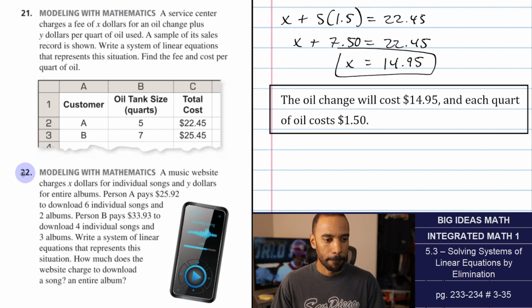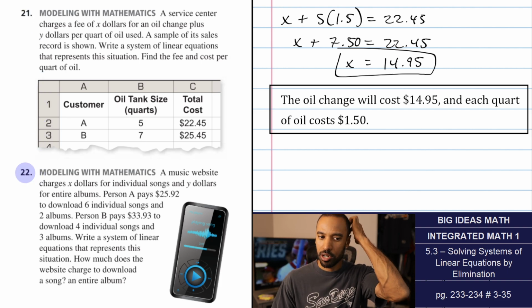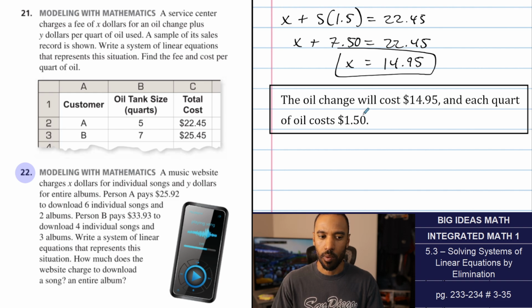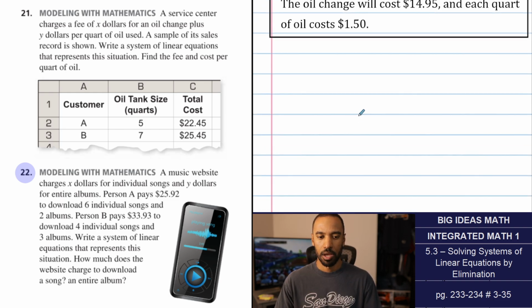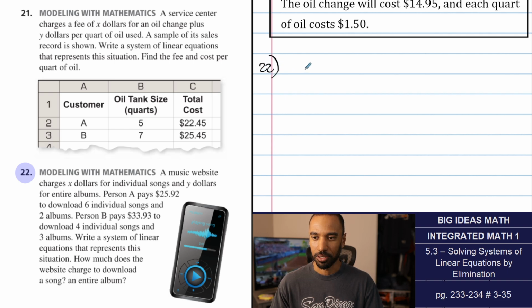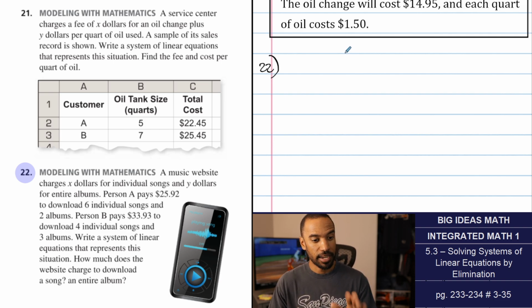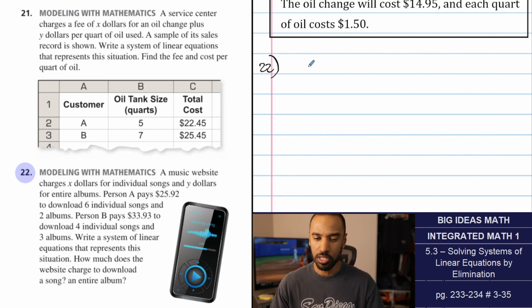Number 22. A music website charges x dollars for individual songs and y dollars for entire albums. Person A pays $25.92. Oh, they're going to make me use the calculator at some point, won't they? To download 6 individual songs and 2 albums. Now, they already defined x and y for us, so I can use that. So 6 individual songs times the cost per song, plus 2 albums times the cost per album, equals $25.92. That's person A.